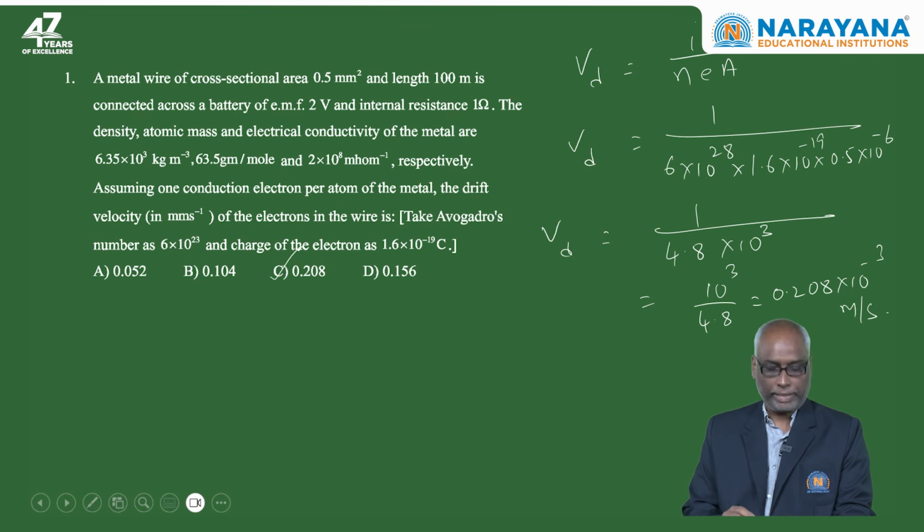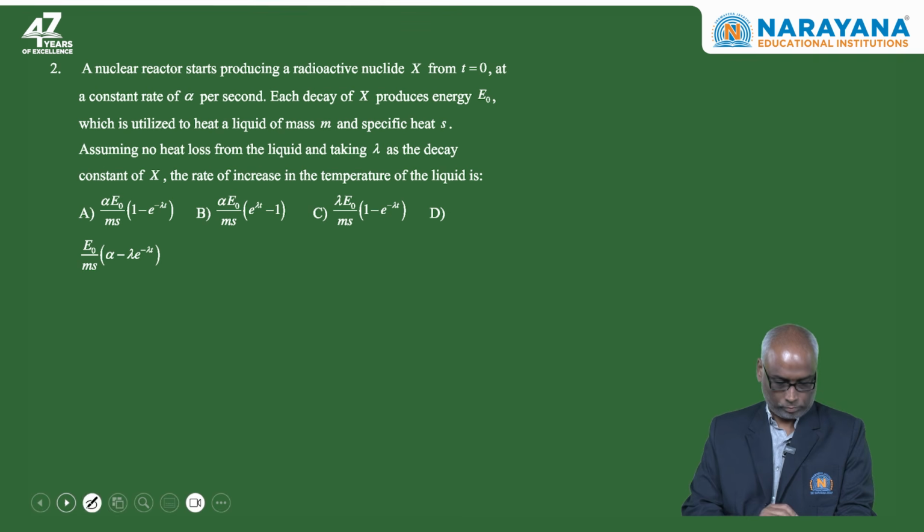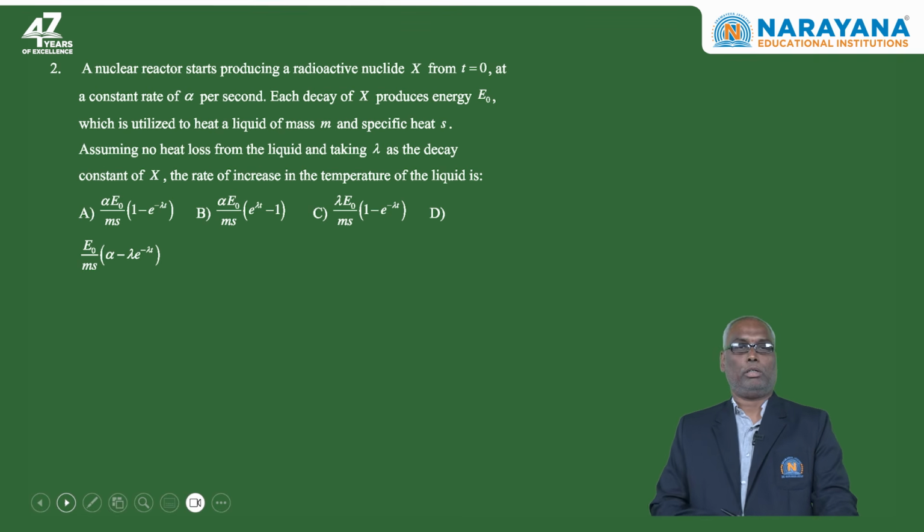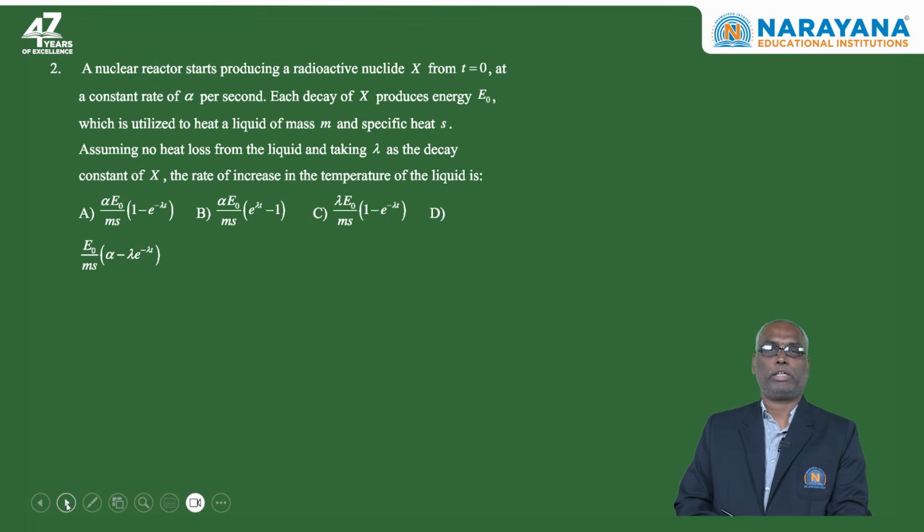Second question. A nuclear reactor starts producing a radioactive nuclide X from t equals 0 at a constant rate alpha per second. Each decay of X produces energy E naught, which is utilized to heat a liquid of mass m and specific heat S. Assuming no heat loss from the liquid and taking lambda as the decay constant of X, the rate of increase in the temperature of the liquid is dash.